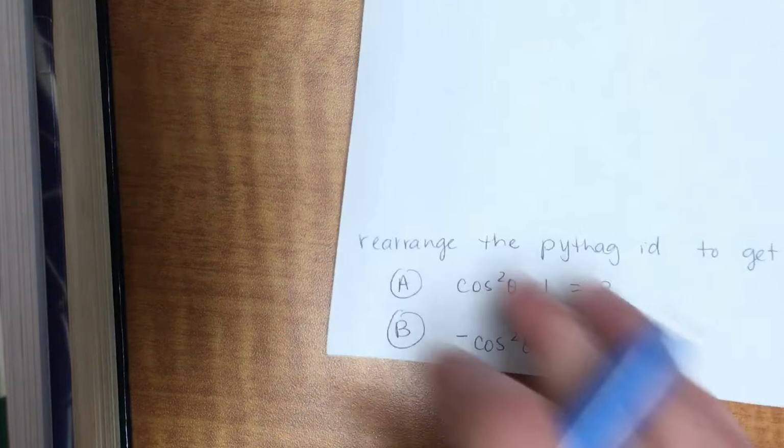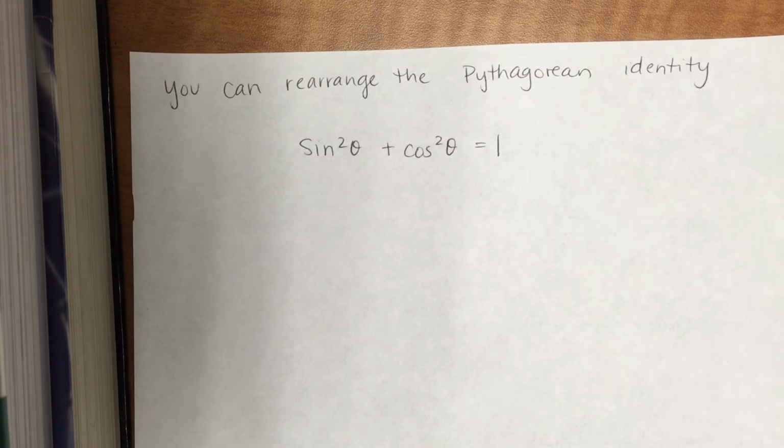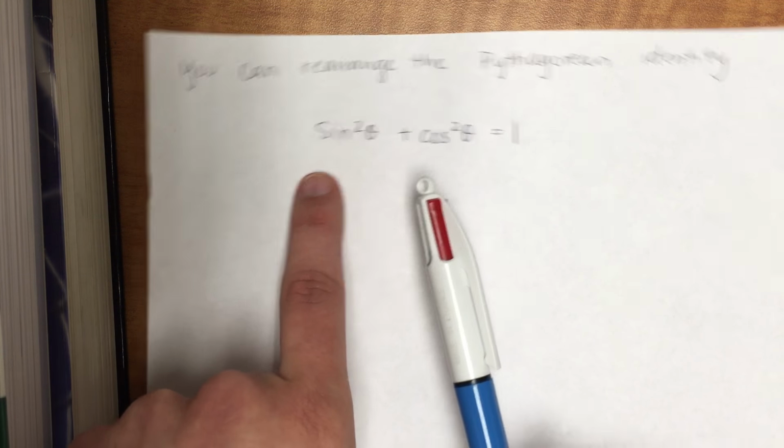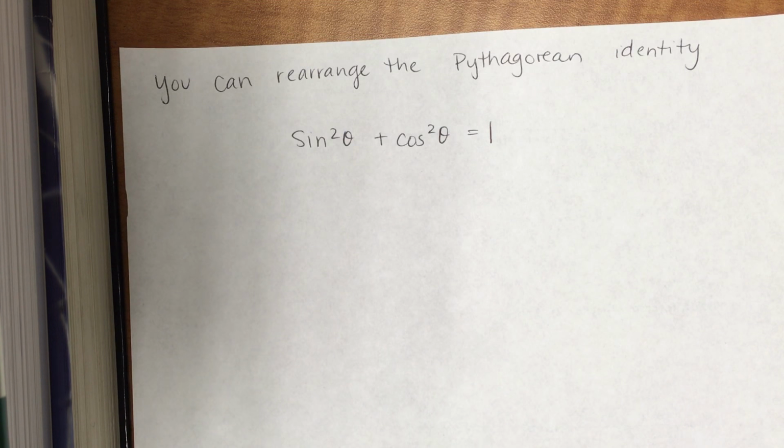I said that always look for a sine squared and a cosine squared and a 1 and see if there's any way for you to rearrange the Pythagorean identity to get what you want. You're not necessarily going to be given a sine squared plus a cosine squared. You could have 1 minus cosine squared, and try and use your Pythagorean identity to rearrange and get what you need. You can rearrange any identity.